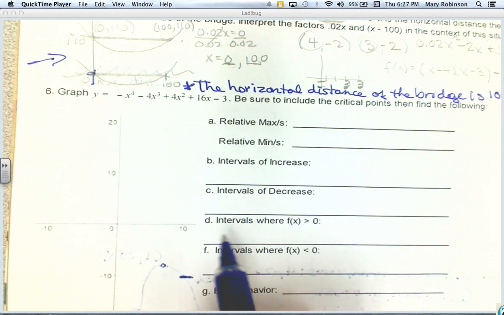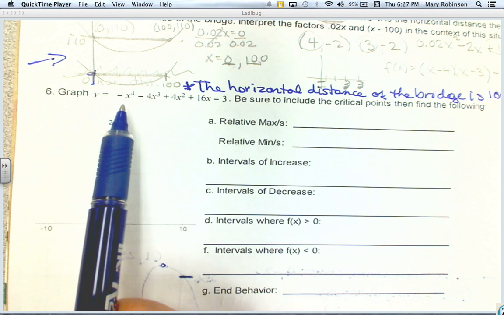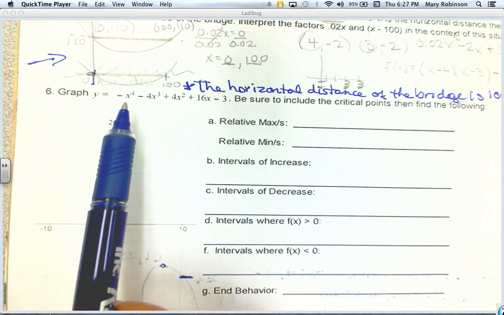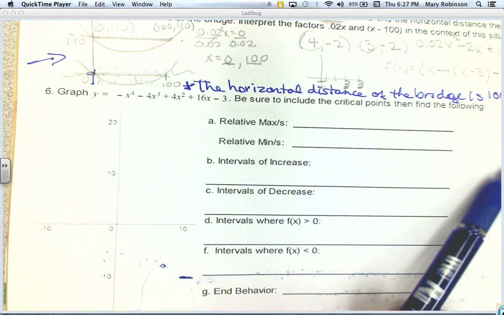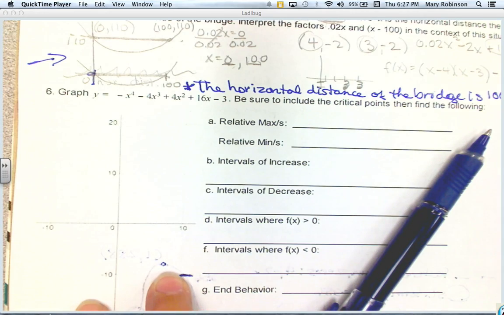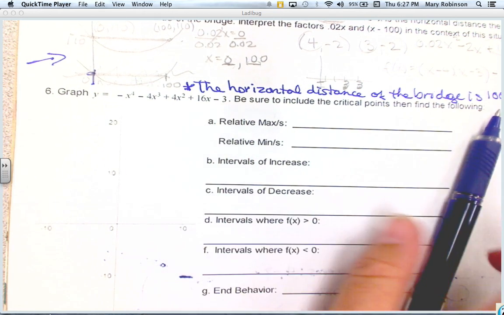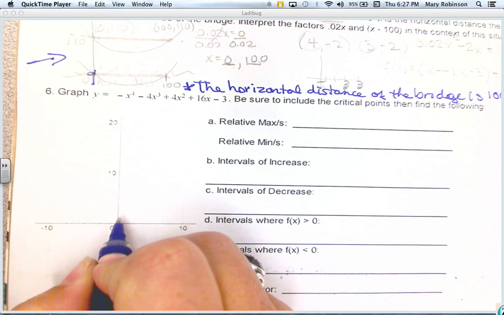Things you should recognize right away are that it's a 4th degree polynomial with a negative leading coefficient, so we should expect that when we graph this in our calculator, both ends will open down. We should also recognize that because our constant term is negative 3, it is also our y-intercept.